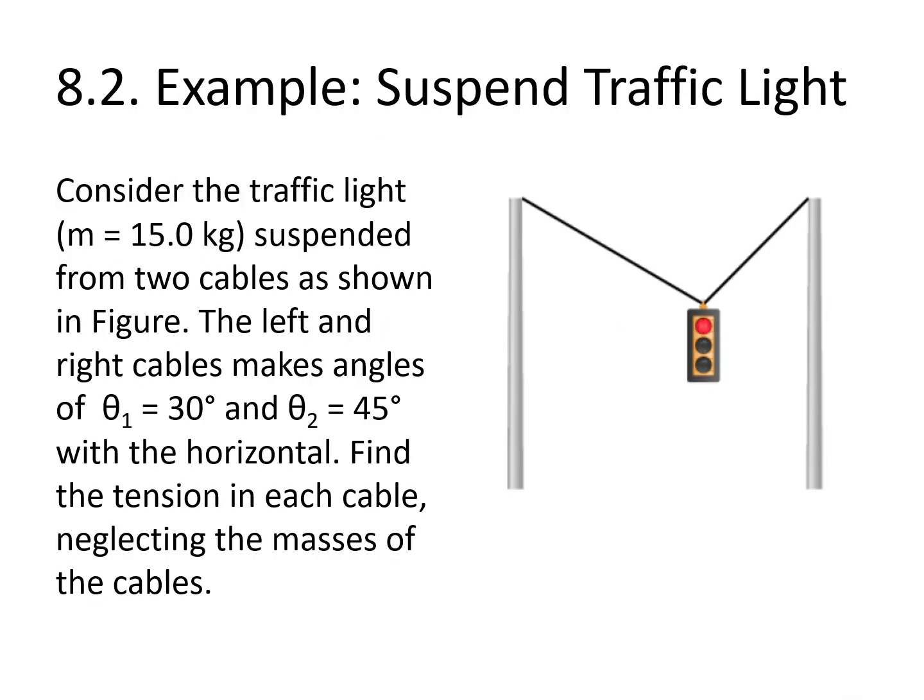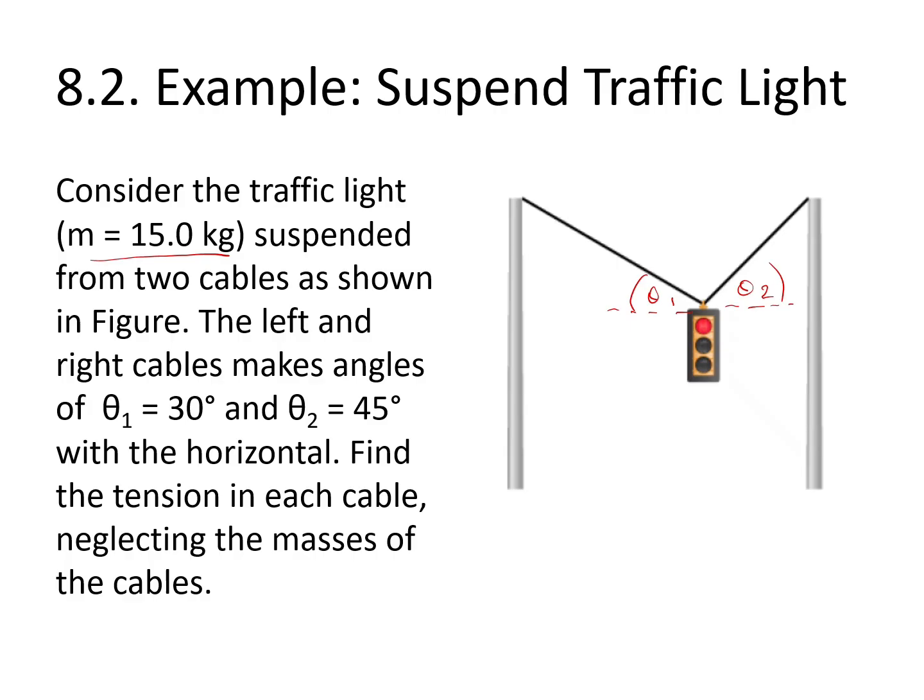We are given a traffic light with a mass of 15 kilograms. The traffic light is suspended from two cables. The left cable makes an angle theta 1, which is equal to 30 degrees, and the right cable makes an angle theta 2, which is equal to 45 degrees. We are asked to find the tension in each cable, and we are told to neglect the masses of the cables. Let us pause and think about what is physically happening.